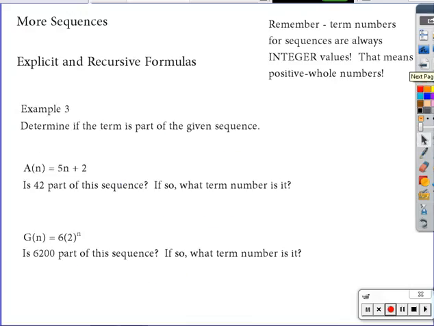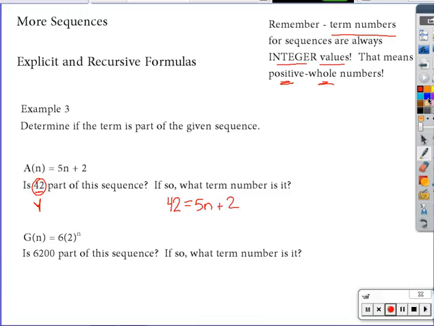Okay, so here we need to remember that term numbers in sequences are always integer values. That means they're positive and they're whole numbers. So if I'm trying to determine whether a term is part of a sequence, so here is 42 part of this sequence. So 42 is a term of the sequence. That means it's like a y value, and we're trying to find the x or the n value. So if I plug 42 in, is that going to equal 5n plus 2? That's the question I'm trying to answer.